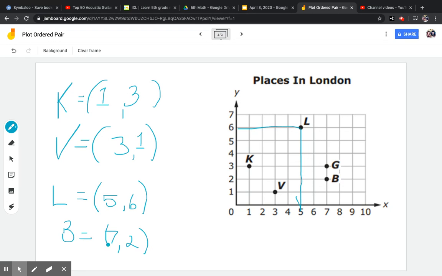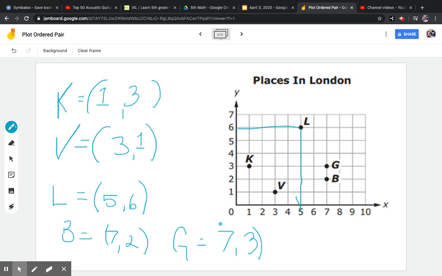And last, G is pretty close to B. G's X is also at 7, but the Y is at 3, so it is 1 up. And this kind of brings a good point. You can have more than one point in one spot.